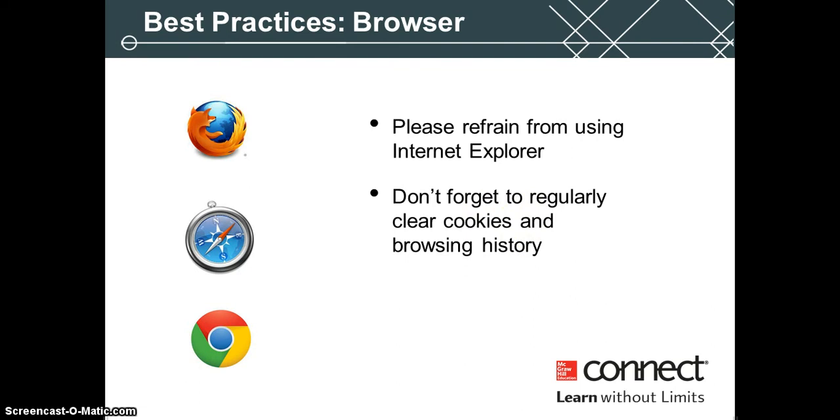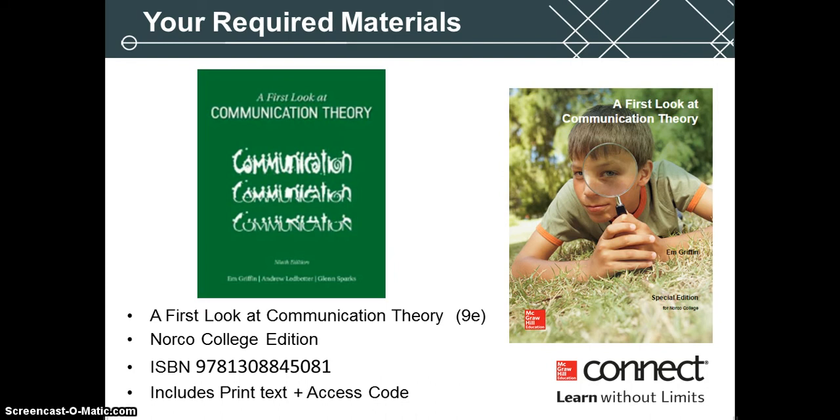The required materials for this course are going to be a first look at Communication Theory, 9th edition by M. Griffin. Please note that Dr. Muto has set aside a custom version of this book that's available to you in the Norco campus bookstore, and that is indicated by the image on the right. The image on the left is what we call the national version of this title, and it is, for the record, the very same text as the one that's available to you in the bookstore. Please note, if you do happen to shop online, that you make sure that you are getting at a minimum the Connect access code for the 9th edition of this text, and a print book is not required.